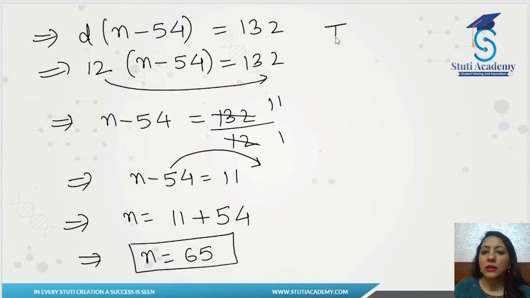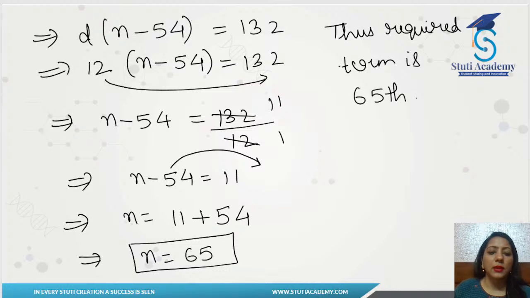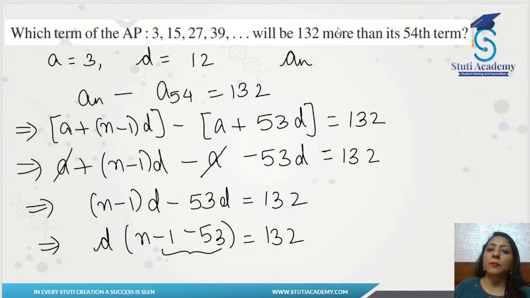So we can just write, thus the required term is the 65th term. It's the 65th one. So the 65th term of the AP will be 132 more than its 54th term. Since in the question they're asking us which term, we'll just say 65th term. If in the question they ask us to solve for the term, we will also solve for A65.